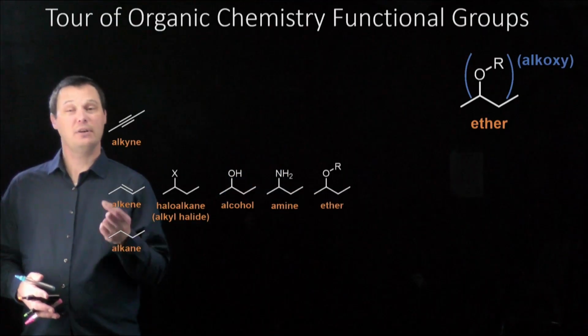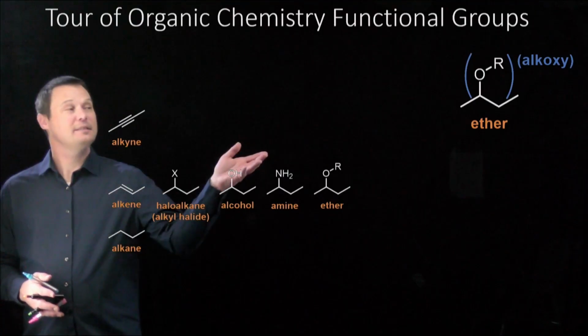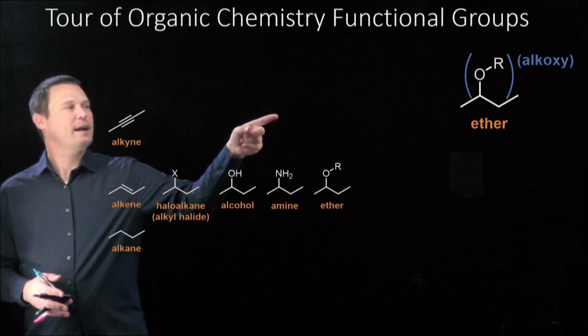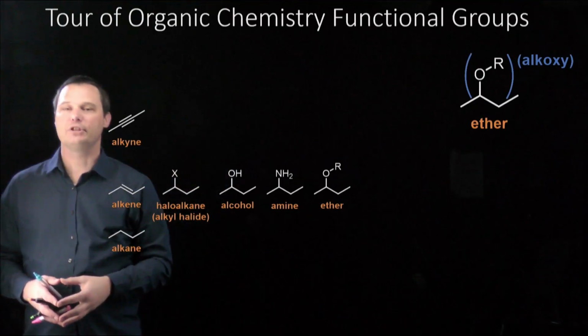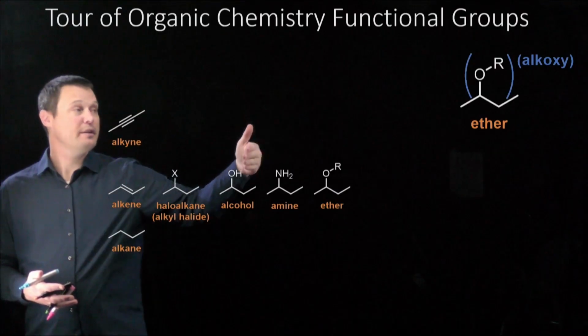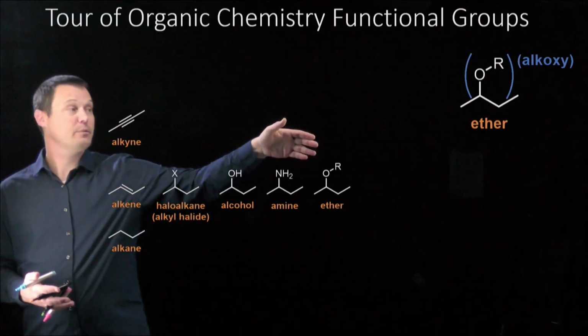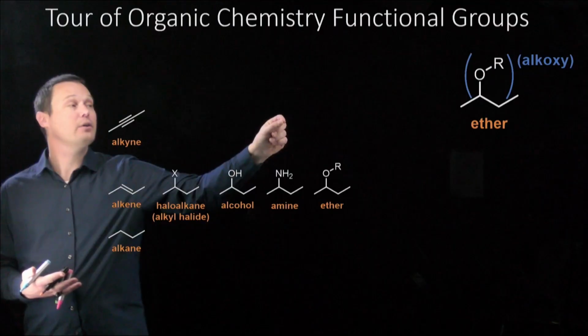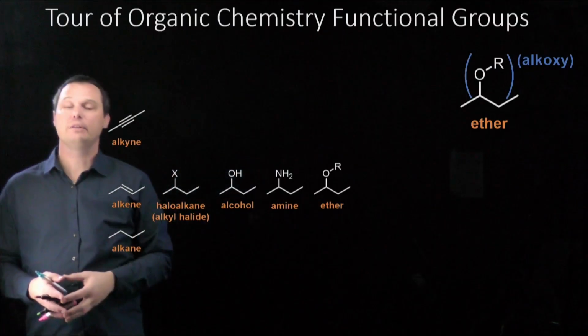The next functional group is also historically confusing for students, and that is the ether functional group. An ether is an oxygen bonded to two different carbon chains. It doesn't matter what those carbon chains are. They can be a 3-carbon chain, a 1-carbon chain, something with an aromatic ring. It doesn't really matter. An ether is an oxygen sandwiched between two carbon chains.